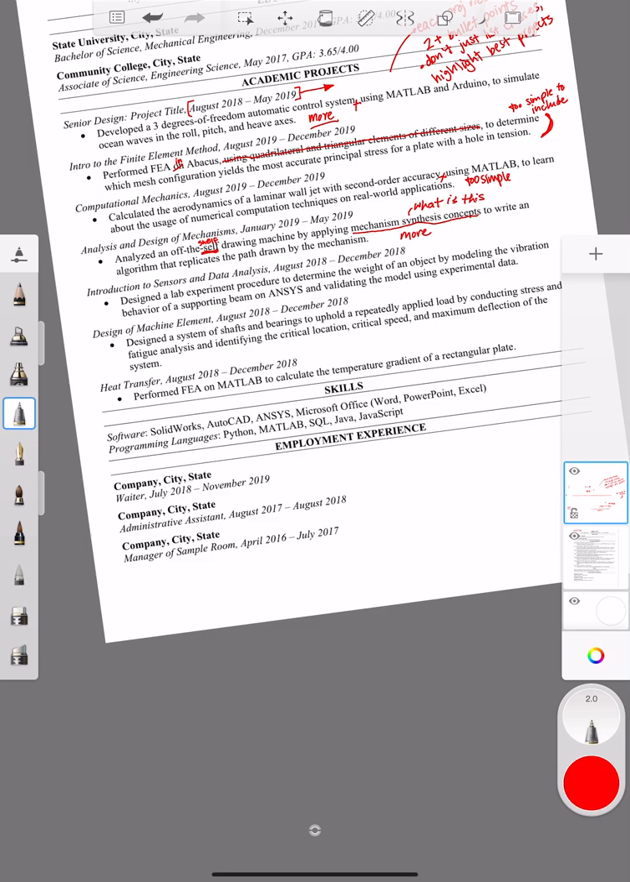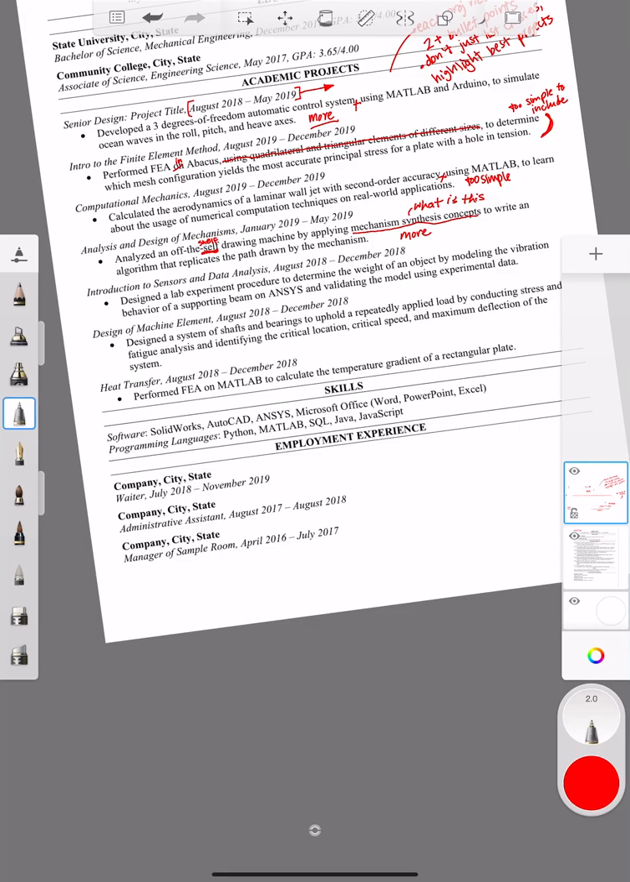Okay, introduction to sensors and data analysis. Design a lab experiment procedure to determine the weight of an object by modeling the vibration behavior. Okay, I'm not really sure what this person is doing. So there's an object. Is it on a beam?